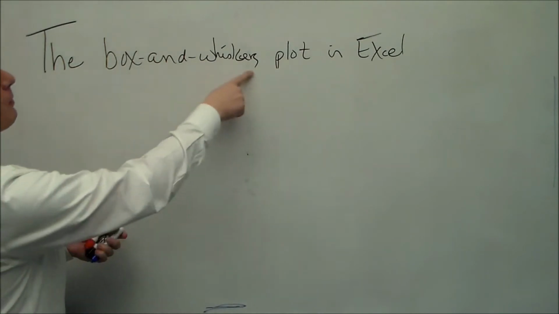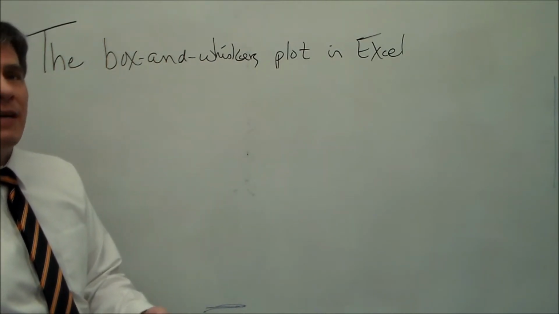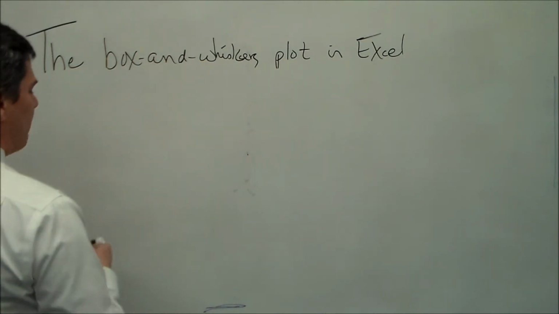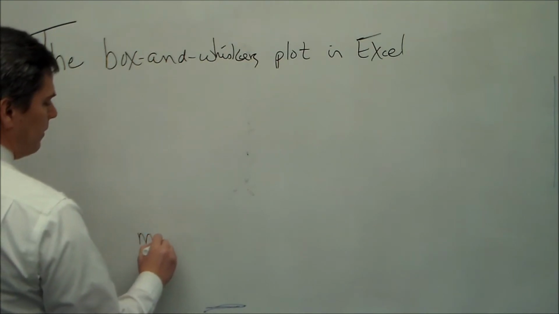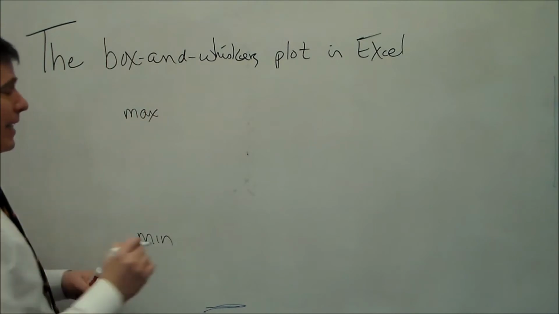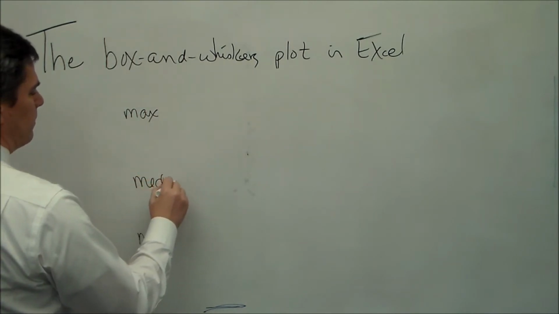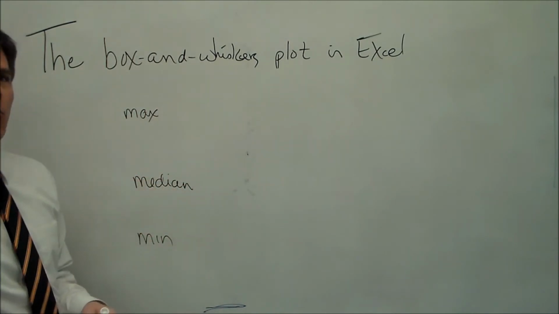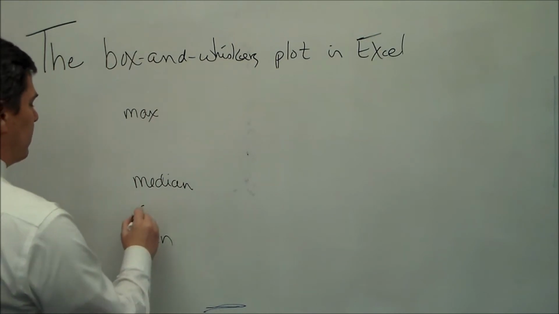Recall that the box and whiskers plot is a way of visualizing the 5-number summary. Those 5 numbers are the min, the max, the median, and quartile 1 and quartile 3.